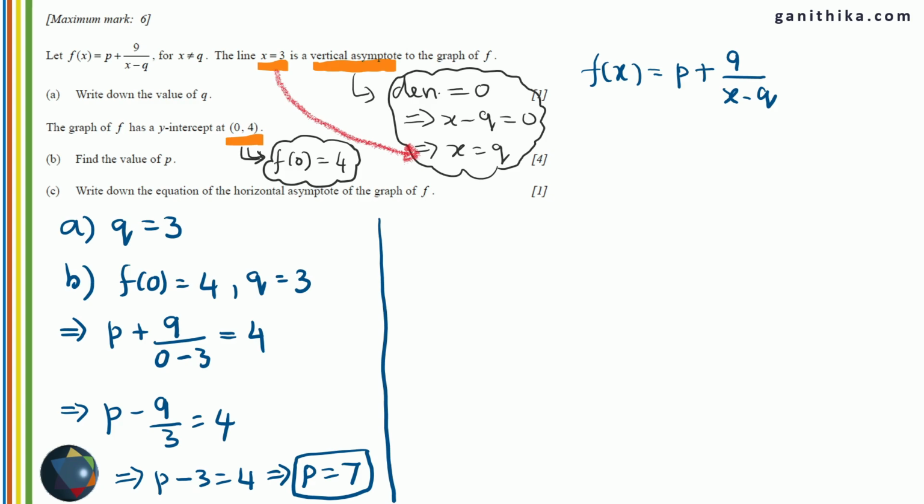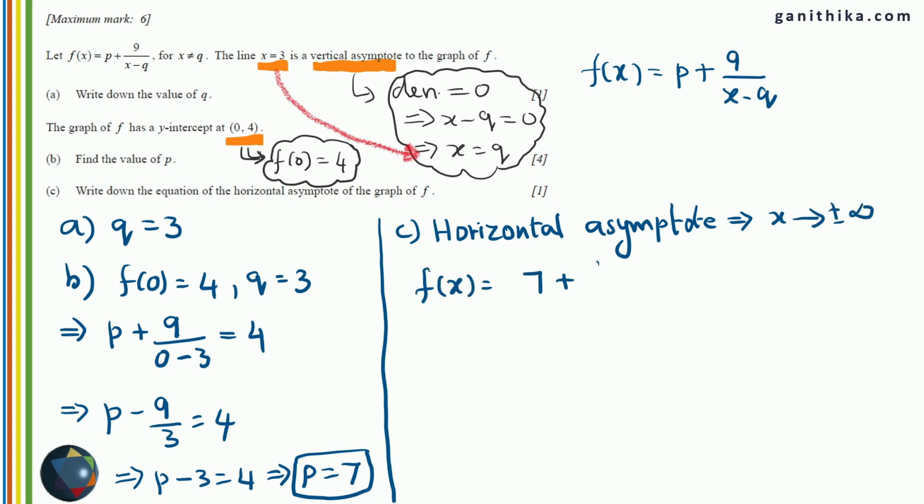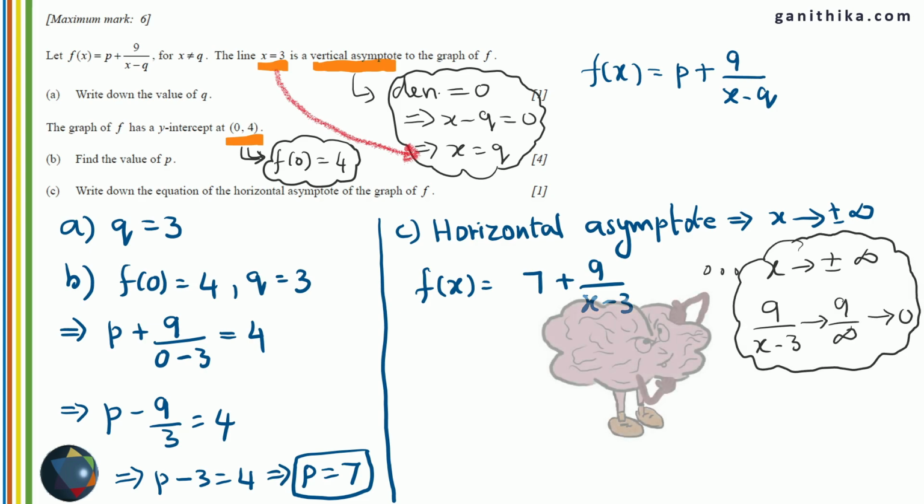Next is, write down the equation of the horizontal asymptote of the graph. Horizontal asymptote means x tending to plus or minus infinity. Looking at the equation, substituting the values that we found for p and q in the function, we get f of x to be equal to 7 plus 9 over x minus 3. And as x tends to infinity, we can see that the 9 over x minus 3 part tends to 9 over infinity. Anything over infinity, we know that it's going to be 0.